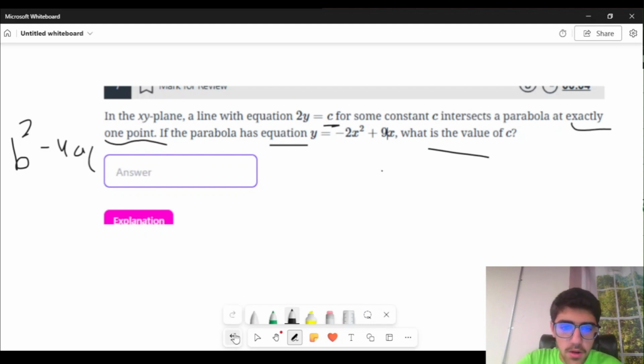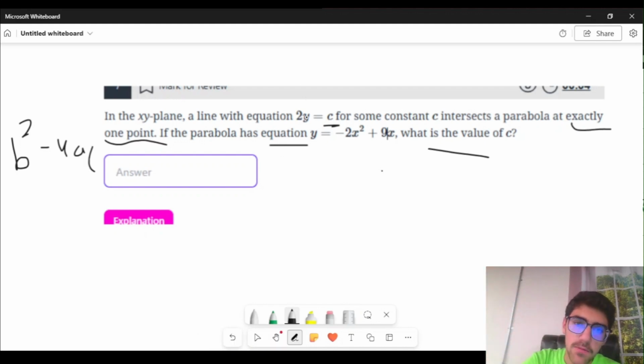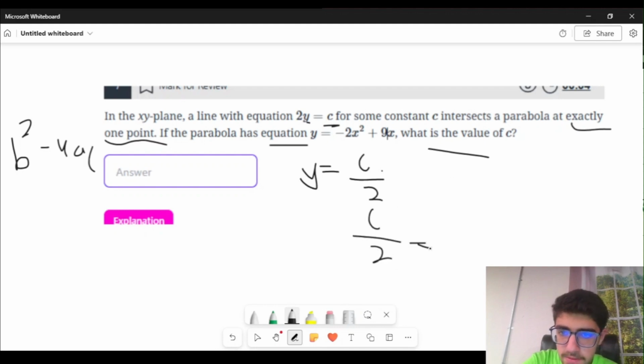So first thing I want to do is put them together so that I can use the discriminant and find what number for c will make it have one solution, so one intercept. So if we want to set them equal, I can do y equals c over 2. I just divide both sides by 2. And then I say I got y equals y equals. So then I can do c over 2 equals negative 2x squared plus 9x.